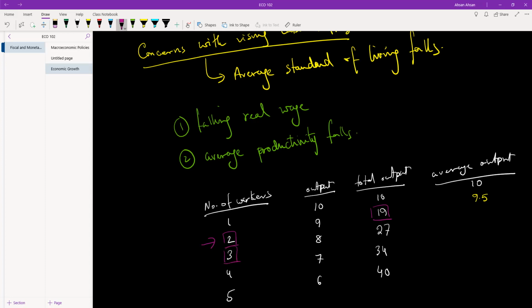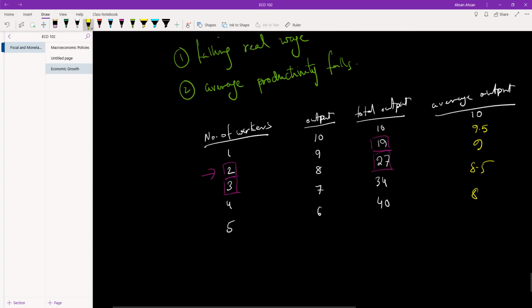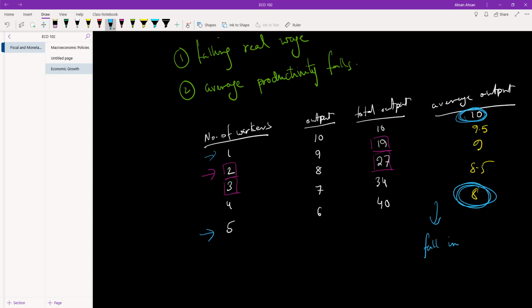When we hire 3 workers, together they give us 27 units of output. So on average, each person is giving us 27 divided by 3, 9 units. If we keep going down, we see this will be 8.5 and this will be 8. So what does that mean? When we had 1 worker, on average, each worker was giving us 10 units. This was our productivity. When we hire 5 workers, on average each worker gives us 8 units. So this exhibits a fall in productivity.